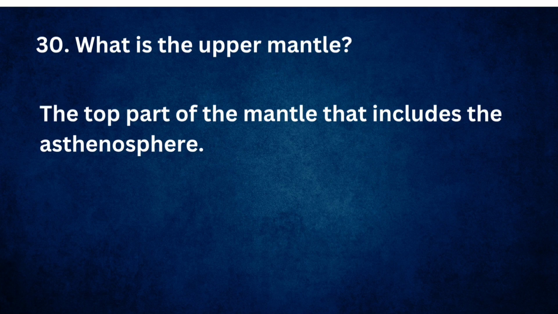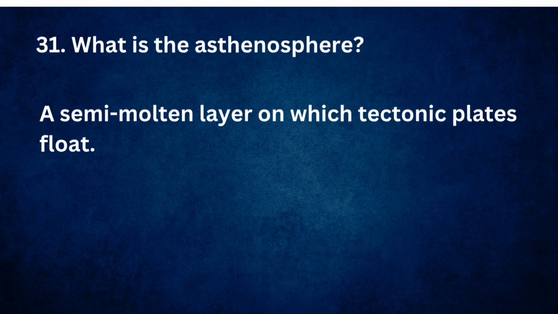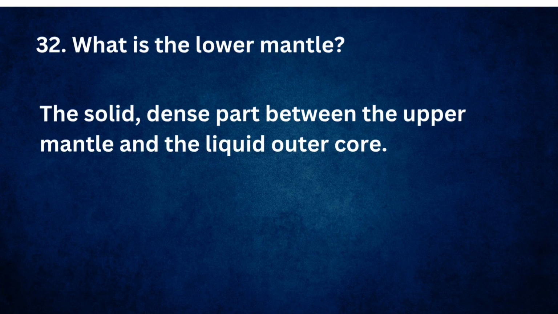What is the upper mantle? The top part of the mantle that includes the asthenosphere. What is the asthenosphere? A semi-molten layer on which tectonic plates float. What is the lower mantle? The solid, dense part between the upper mantle and the liquid outer core.